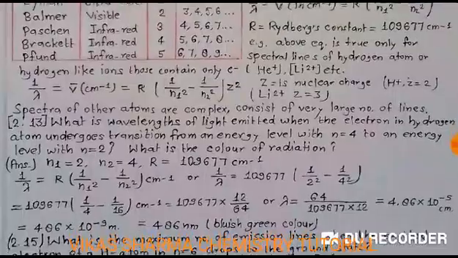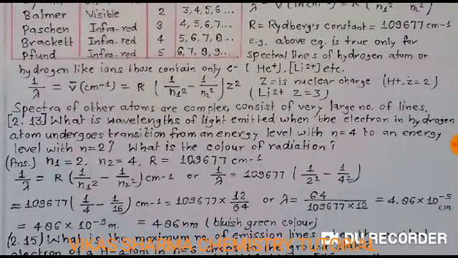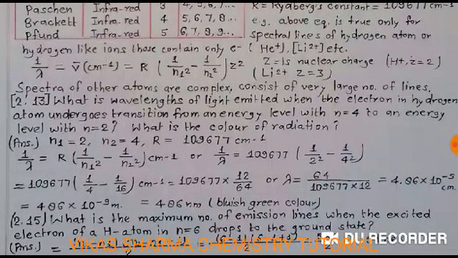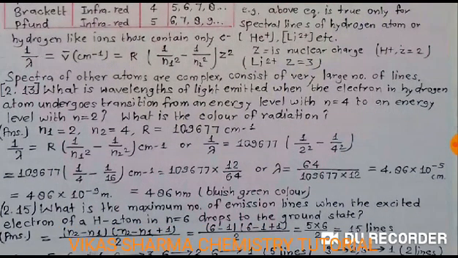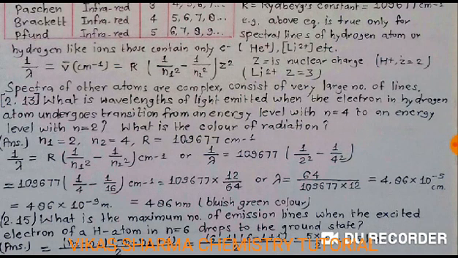What is the color of radiation? So we know, student, n1 is equal to 2, n2 is equal to 4, Rydberg constant value 109677 per centimeter. We know 1 upon lambda is equal to R times (1 upon n1 square minus 1 upon n2 square) per centimeter. We put the value, then the answer is 4.86 × 10 to the power minus 5 centimeter. We convert it: 486 × 10 to the power minus 9 meter, or 486 nanometer, which means it's a bluish green color.